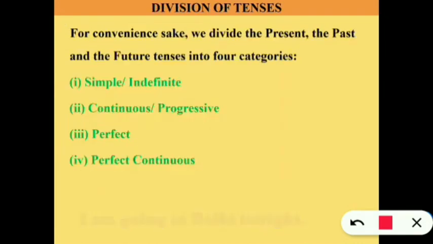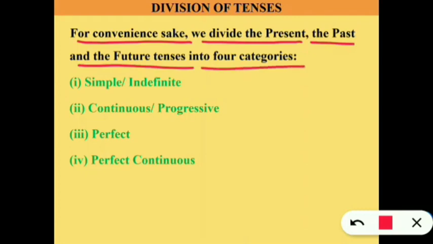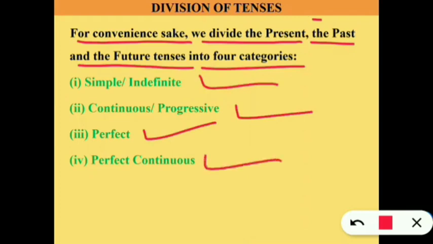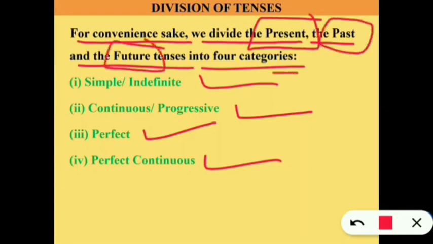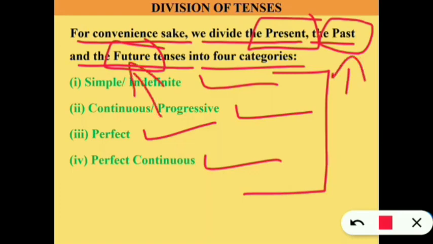All right. Division of tenses. For convenience's sake, we divide the present, the past and the future tense into 4 categories: indefinite, continuous or progressive, perfect, and perfect continuous. So each tense, present, past and future, has its 4 parts: simple present, present continuous, present perfect and present perfect continuous. In this way we have the same categories for past as well and future as well. We will learn each one of them one by one.